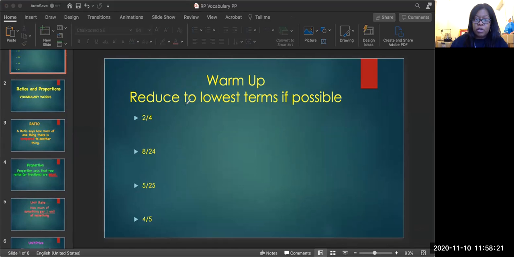So when we reduce 2/4, remember when we reduce our fractions, what we want to do is look at both numbers, the numerator and the denominator. And we ask ourselves, do the numerator and the denominator have a number in common that they can both be divided by? If they do, we want to see what is the greatest number that they have in common that they can both be divided by. In this case of 2/4, both of these can be divided by 2. So when we reduce this fraction to lowest terms, we get 1/2.